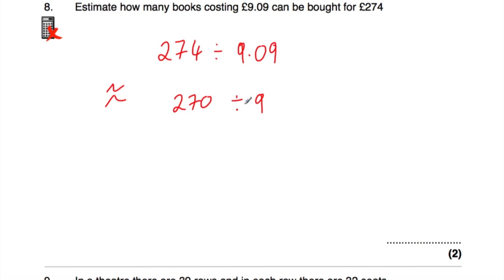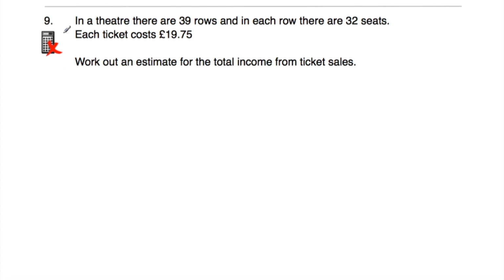So we've got 270 divided by 9, and that'll be our estimate for the number of books that can be bought. So 27 divided by 9 is 3. So 270 divided by 9 will be equal to 30. So our estimate for the number of books costing £9.09 that can be bought for £274, our answer would be 30. And that's it. Okay, let's have a look at our next question, question number 9.